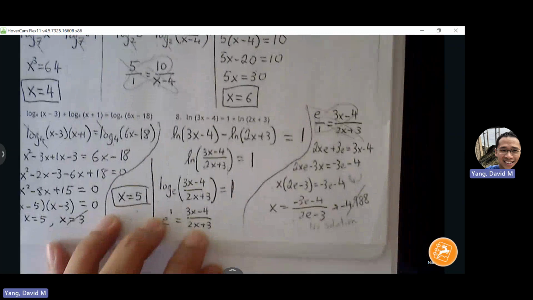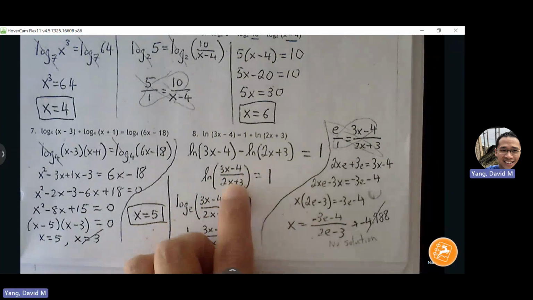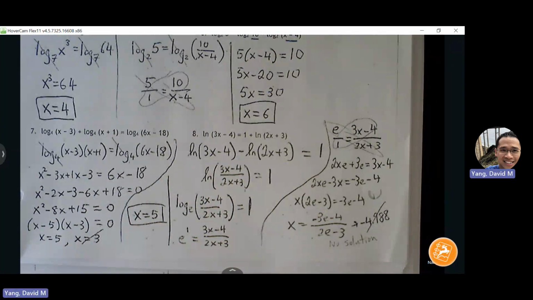So number 8, we talked about how we can rearrange the equations in a way where we can take advantage of these log properties. Condensing. Once we get the two natural logs on the same side, we can use the quotient property. Natural log of A minus natural log of B is equal to natural log of A over B. Remember, natural log is log base e.